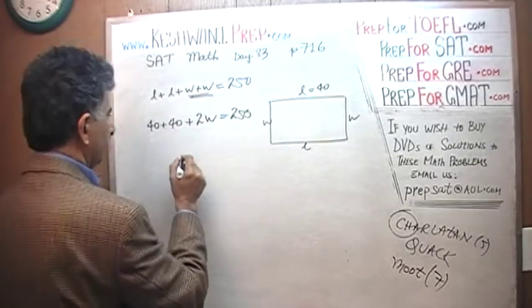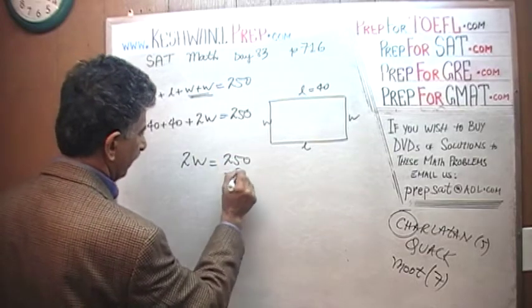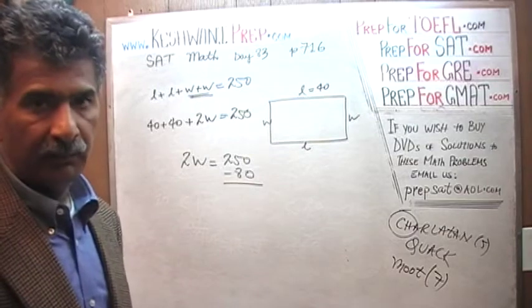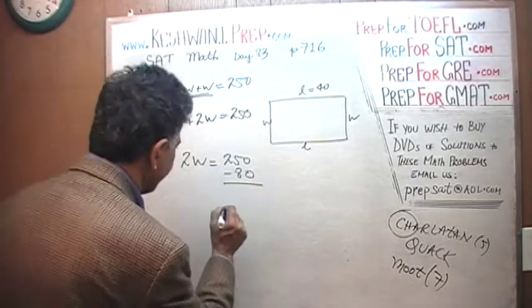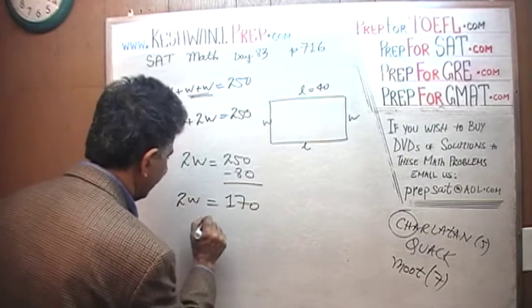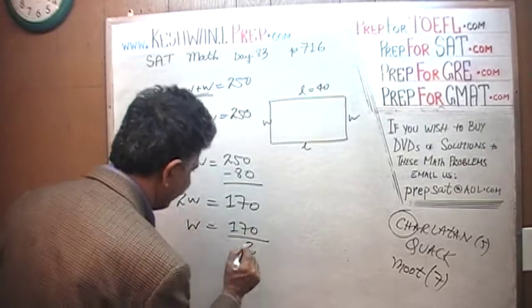equals 250. That means 2w equals 250 minus 80. 250 minus 100 would be 150. Therefore 250 minus 80 would be 170. Equals 2w, and therefore w equals 170 divided by 2.